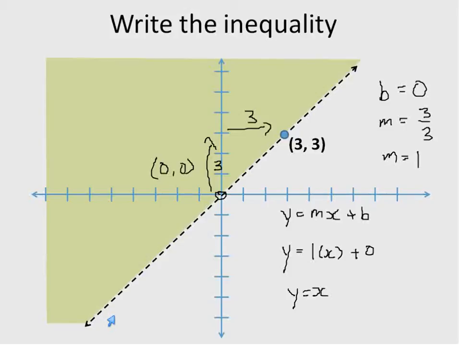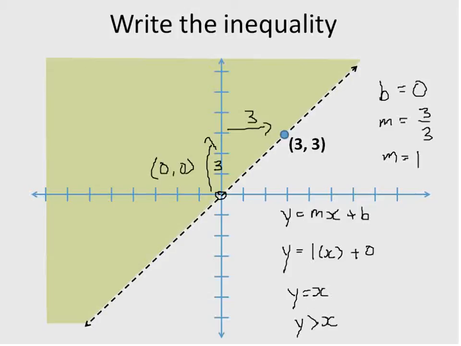Now what I'm going to do is translate that into the inequality. I have a dotted line, so I know I'm going to be using the less than or greater than symbol, not the equal to symbol. So y is either less than or greater than x. And the way I look at it is I shaded everything above, therefore my y values are greater than. So I'm going to use the greater than symbol.